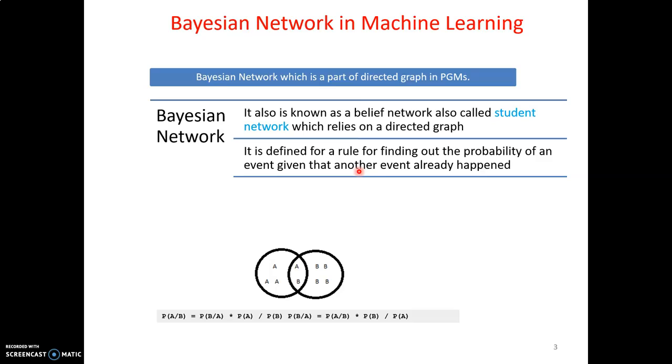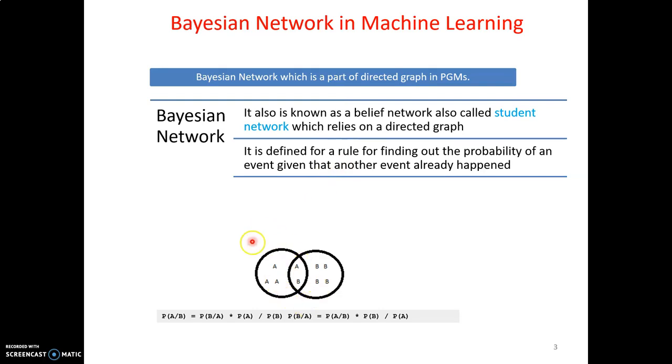PGM means probabilistic graphical models. It is also known as a belief network, also called the student network, which relies on a directed graph. It is defined as a rule for finding out the probability of an event given that another event already happened. That is the thing in the Bayesian network.